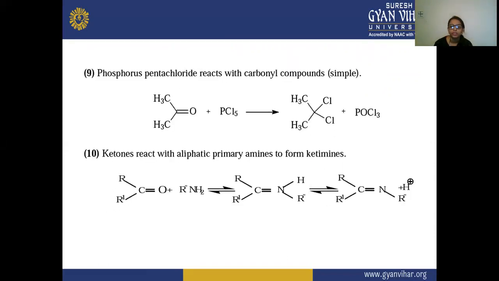So phosphorus pentachloride reacts with carbonyl compounds. When this ketone is reacted with phosphorus pentachloride, there is a formation of this product, and POCl3 is formed. Ketones react with aliphatic primary amine, and there is a formation of imine. So here you will see this ketone is reacted with your primary amine and there is a formation of this imine.